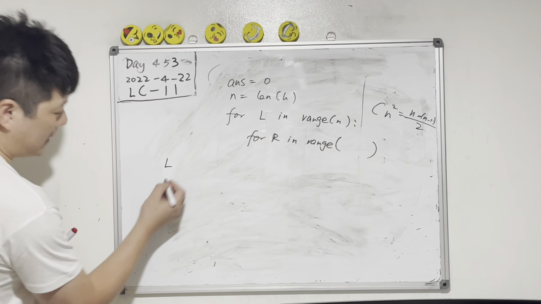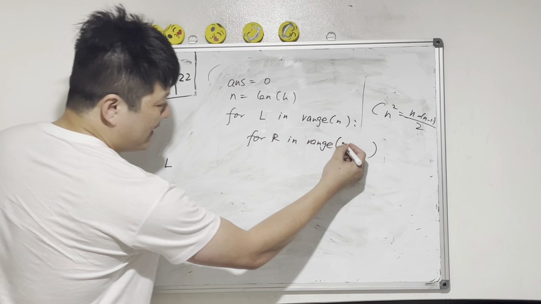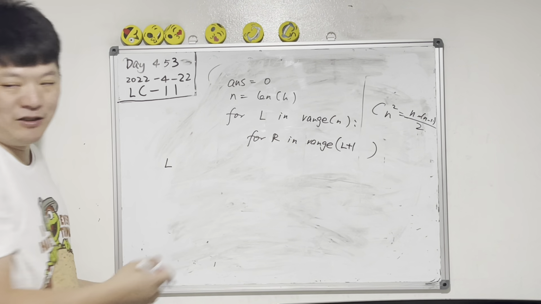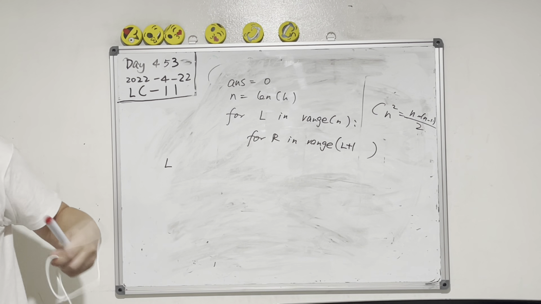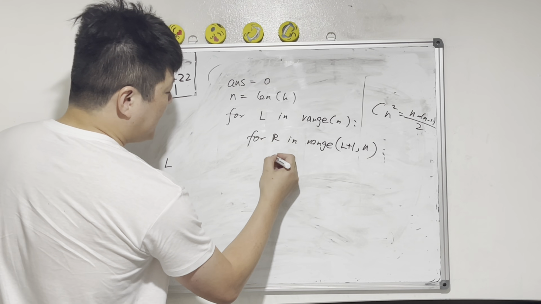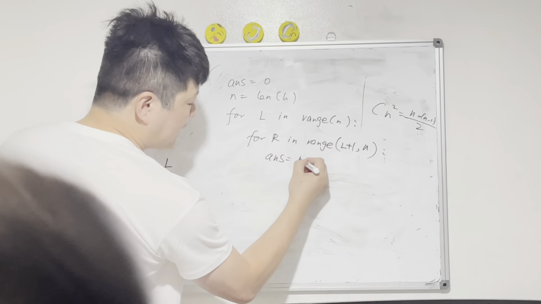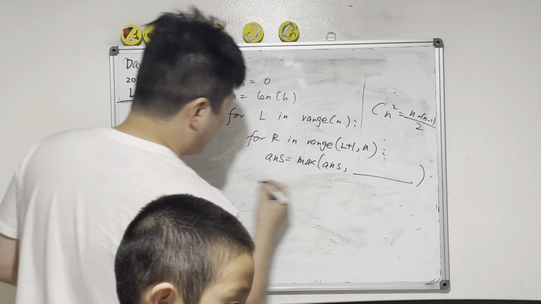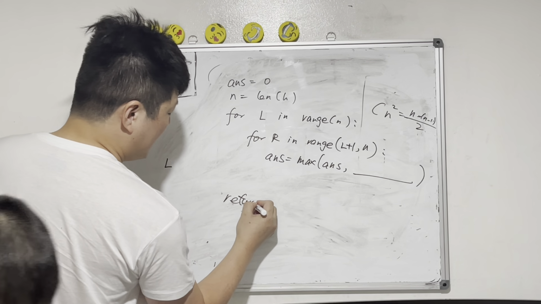Look, if I have determined L, the right bar starts from L plus 1, because it should not be equal to L. And then the answer equals the maximum. We want to maximize the answer of what? Come on, can you tell me this? And then we return the answer. This is very easy.